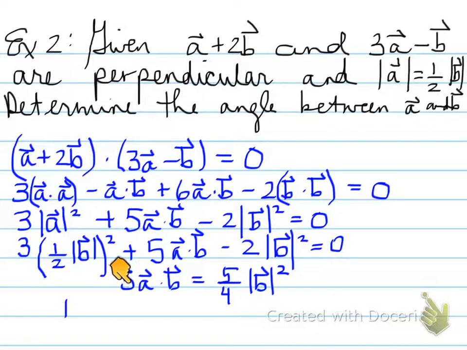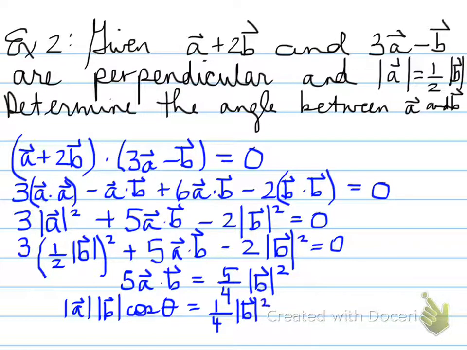Now what we're going to do is divide by 5 so that you get A dot B, which is also known as the magnitude of A times the magnitude of B cos theta, and that equals 1/4 of the magnitude of B squared. Why is that the case, folks? Well, remember that we had to divide by 5. When we divide the 5 over here, that becomes 1/4 of the magnitude of B squared.